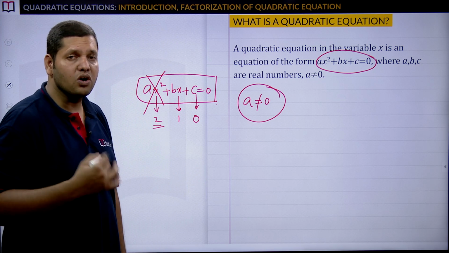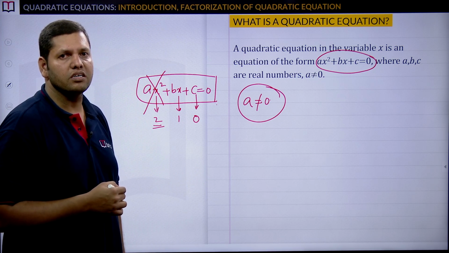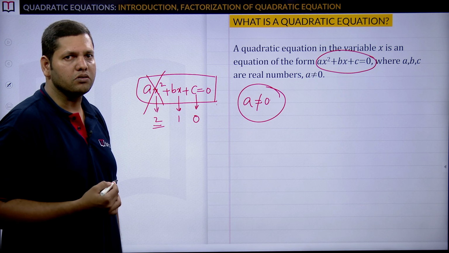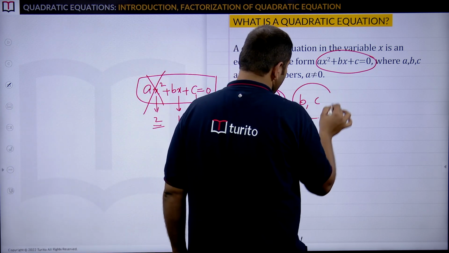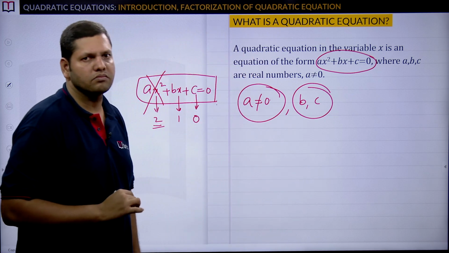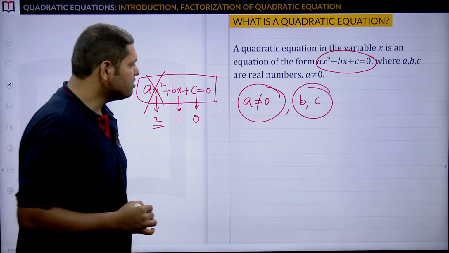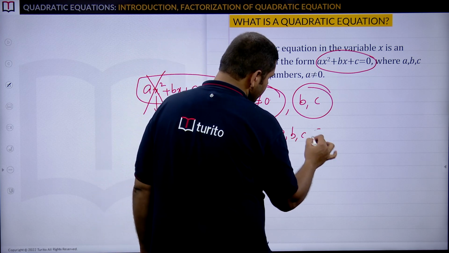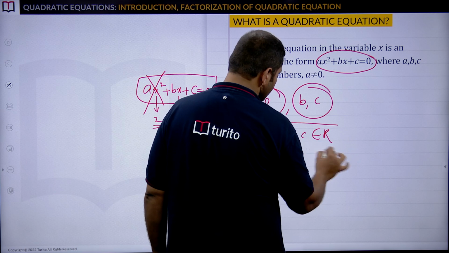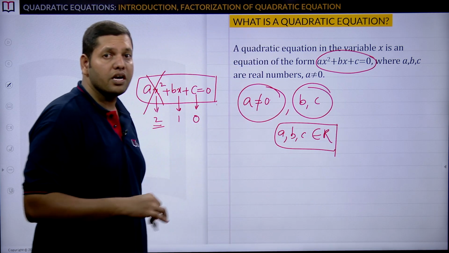A should be what, children? A non-zero number, isn't it? A should be a non-zero number. And b and c can be 0, children. We can take b and c also 0. And overall, a, b, c belong to which numbers, children? Real numbers. So a, b, c belong to the real numbers, and a should be what, children? A non-zero number.